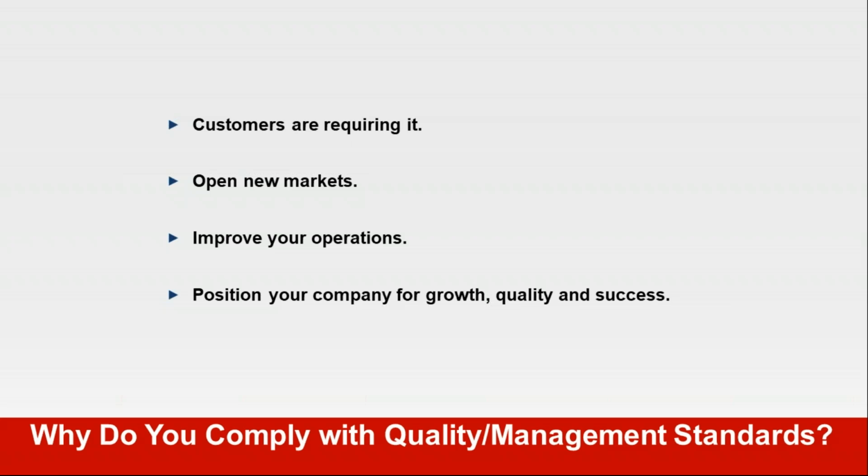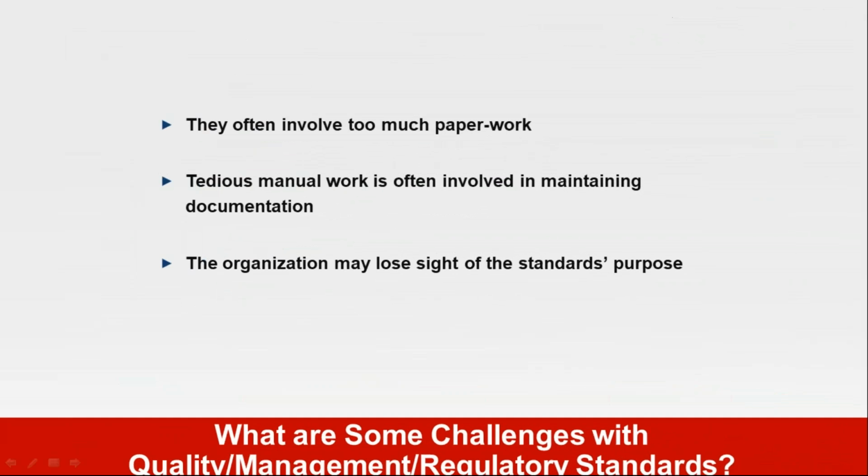In addition, some of the customers in the market, of course, like to have a reliable supply chain. And this quality and management standard compliance is basically proof that you have certain policies and procedures in place. So that's also very important. If you have these quality and management standards in place, then you also have a chance to open up new markets. You can improve your processes and you can grow your business. These are basically why we comply.